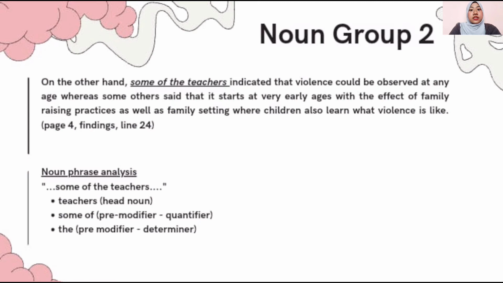In this case, the word teachers acts as the head noun of the noun group, which is the primary component of the noun group, as the main focus of the phrase itself is about teachers. Meanwhile, the words that precede the head noun act as pre-modifiers. The word some acts as the quantifier of the head noun teachers. Quantifier is a determiner which represents the quantity of the said head noun.